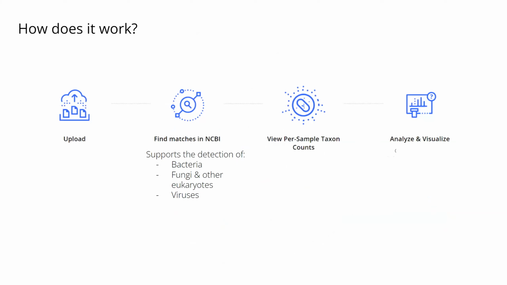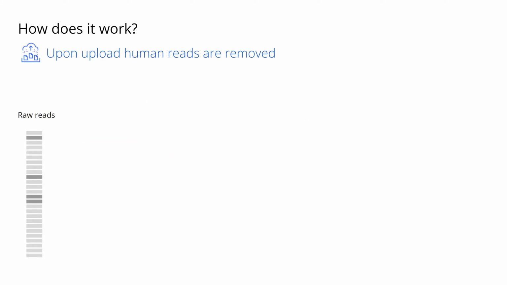So I'll go over how CZID works. Once you upload your FASTQ files, we find matches in NCBI. So we compare to the nucleotide and protein databases in NCBI and support the detection of not only bacteria or viruses, but fungi and eukaryotes as well. And then you get a per sample taxon count and tools for analyzing and visualizing your data, which I'll show you some examples of.